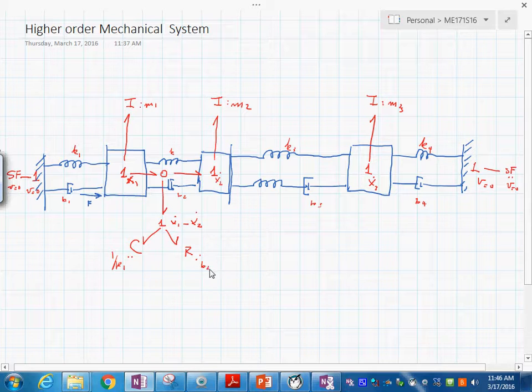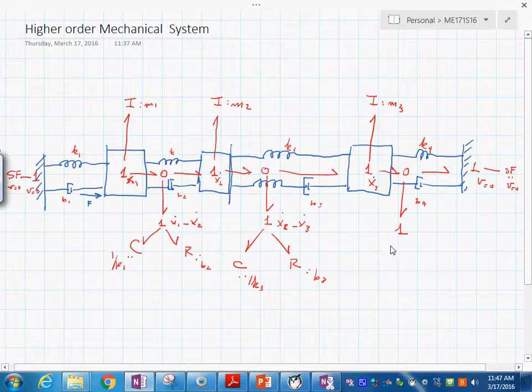And then you will have, this would be x2 dot minus x3 dot, like that. We have the C and the R the same way, with value 1 over k sub 3, and they are b sub 3. In between these two we will have again a 1 with the C and the R element, with value 1 over k sub 4, and this with value b sub 4.